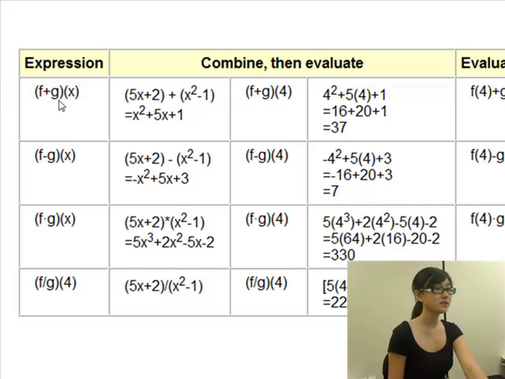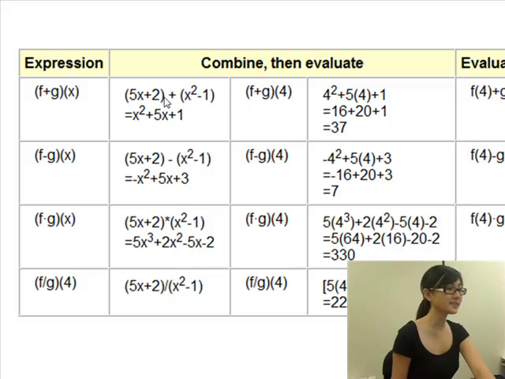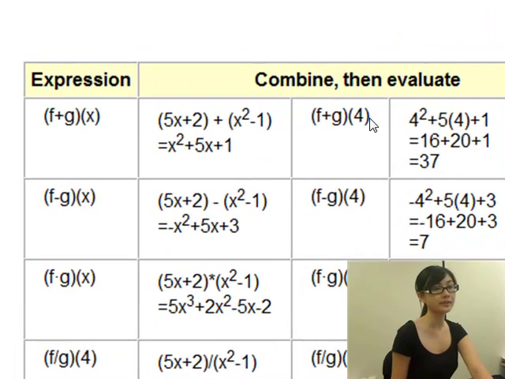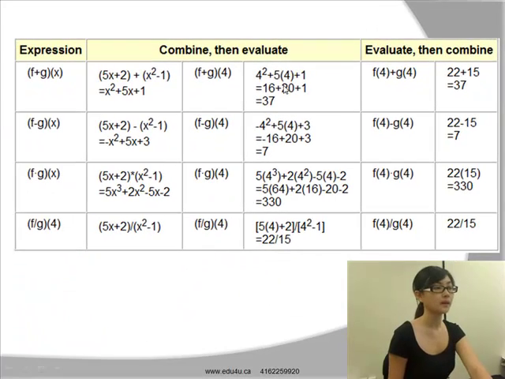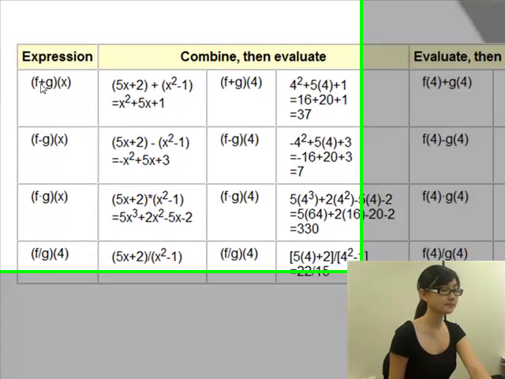So let's take a look at the expression f plus g of x. We have f of x equals 5x plus 2 and g of x equals x squared minus 1. So f plus g of x will be equal to 5x plus 2 plus x squared minus 1. If we let x equal 4, we'll get the answer of 37. If we evaluate first then combine, we'll get f of 4 equals 22, g of 4 equals 15, so in total it will also be 37, just like the other method.